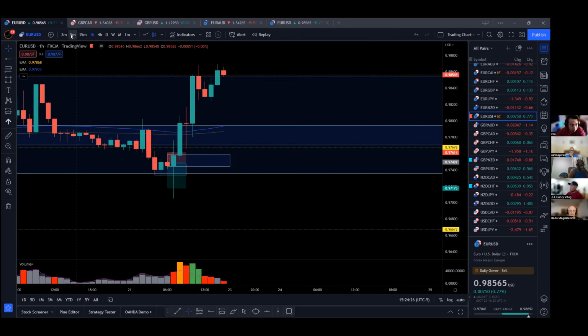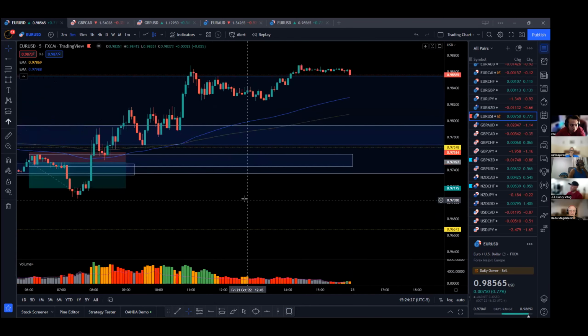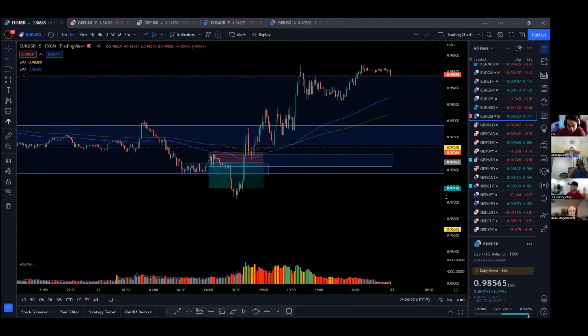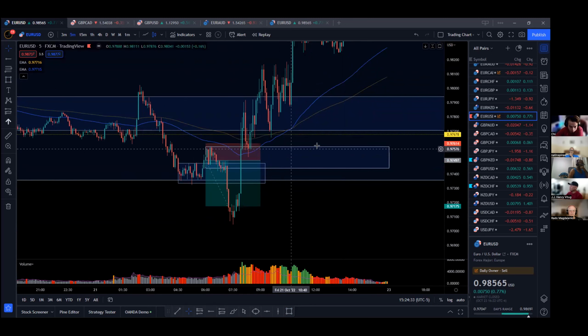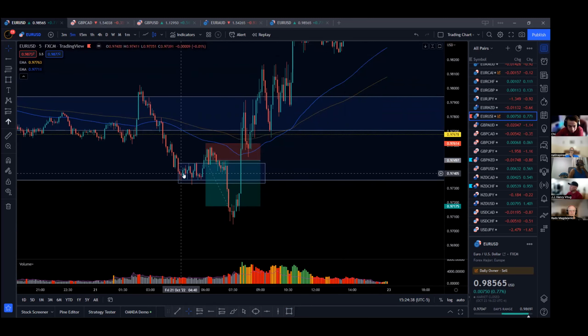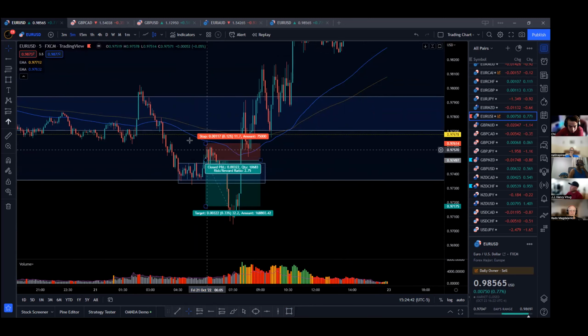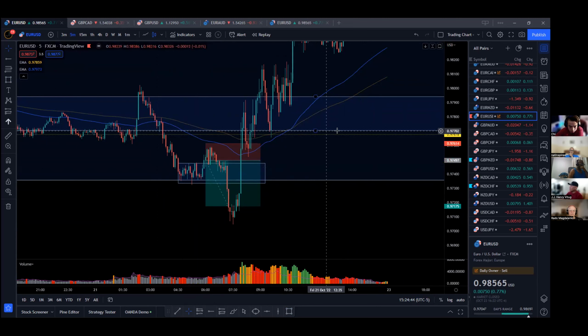Then I went to the 5 minutes. This is what happened. Instead of this forming, I saw this. I saw this trap forming here, unable to come in. And then it breaks out, but it is holding down here. I said, okay, this might work, before this candle happened.